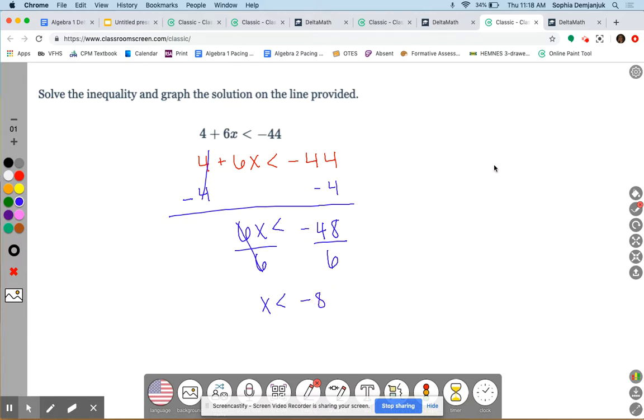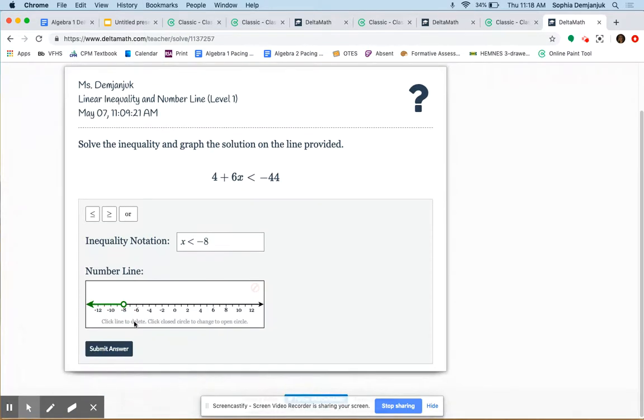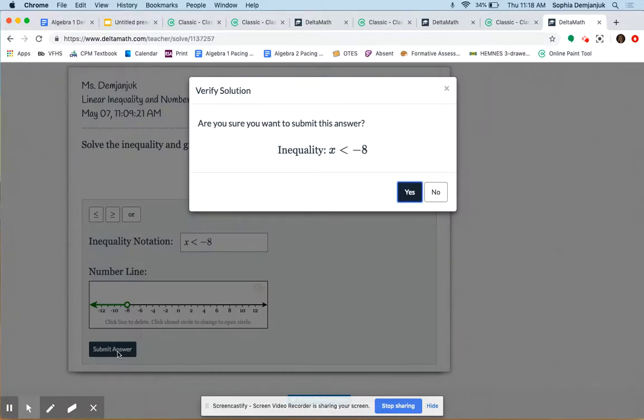So what I'm going to try to show on my Delta Math number line is an open circle at negative 8 since it's not or equal to, and going in the direction of my inequality arrow, it's pointing to the left. So to the left. So x is less than negative 8. I'm going to click on negative 8, go to the left, make sure that it's an open circle. So I'm going to click on it and submit my answer.